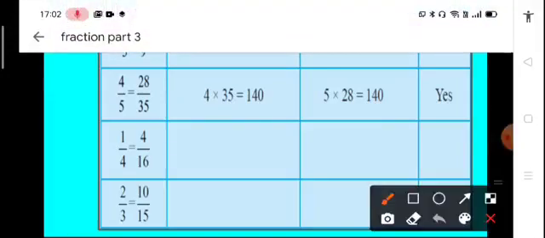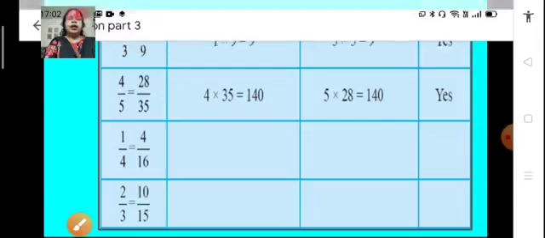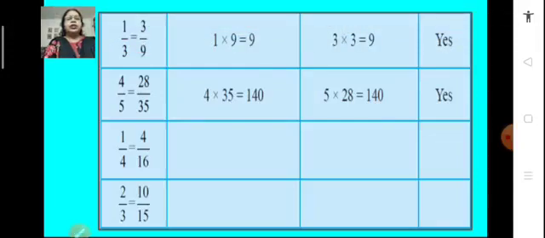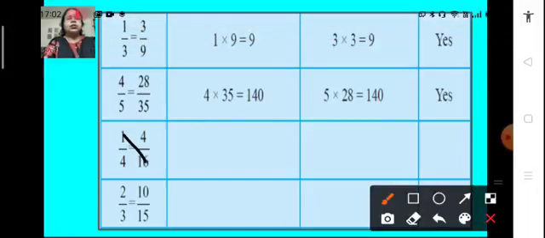Similarly, in the second example, if we cross multiply 4 and 35, we get 140. And if we cross multiply 28 and 5, we get 140. So we find that both the cross products are equal. That means both the fractions are equal. They are equivalent. Let's find out in the next example whether the fractions are equivalent or not. If we cross multiply 1 and 16, what do we get?